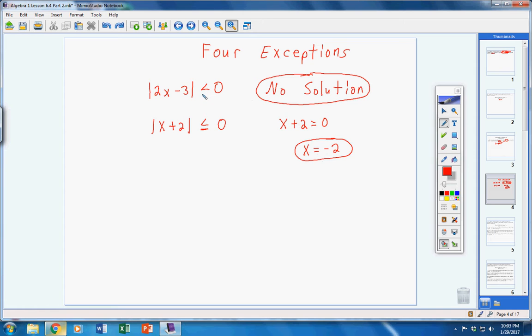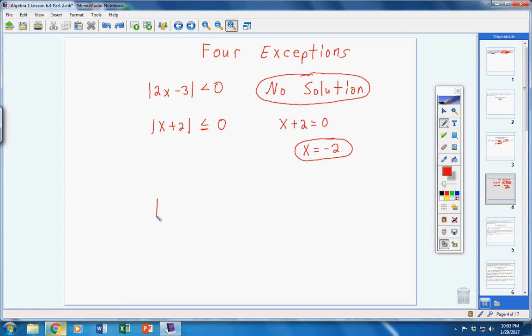Now if this would have had an equal sign here, less than or equal to, then we take 2x minus 3. Set it equal to 0. Bring your 3 over, make it positive, divide both sides by 2, and your answer would be 3/2. It would not be no solution because you had an equal sign here. Okay? So anytime it's less than or equal to 0, then you take the inside, set it equal to 0, and solve, and that's your answer. If it's just less than 0, then the answer is no solution. Please memorize these.